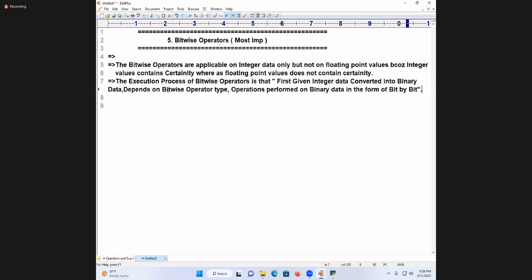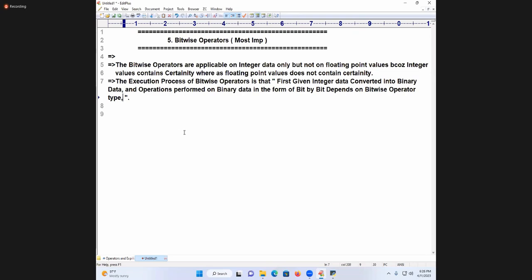So indirectly I'm telling that all the bitwise operators convert the given integer data into what format? Binary data. And the operation will be carried on binary data in the form of bit by bit, depending on which operator? Bitwise operator. Are you following me? So here I am writing: operations performed on binary data in the form of bit by bit depend on the type of bitwise operator.